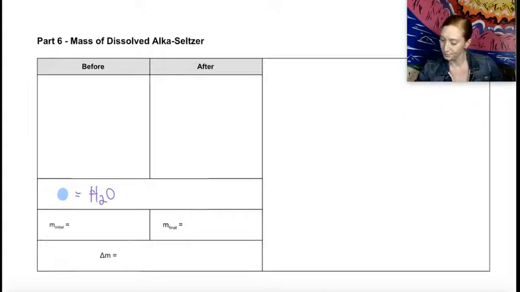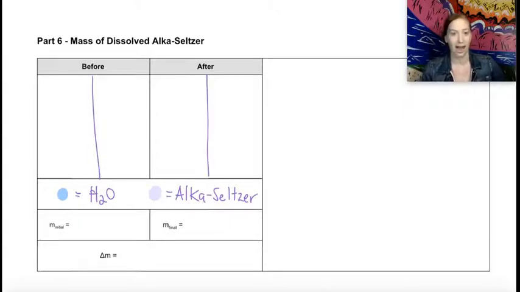And then let's go with this purpley particle. This is going to be our Alka-Seltzer. Okay. Again, we've got our before and after with the vial and the cap, just like we did in the water and the sugar. Let me go ahead and put the mass data down here.